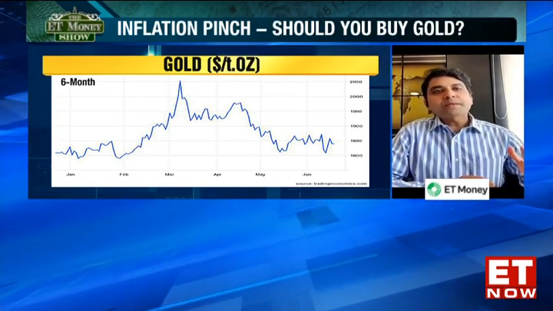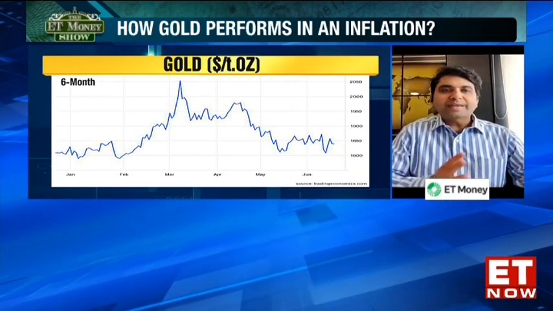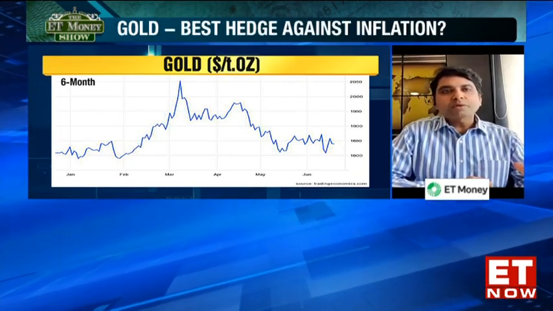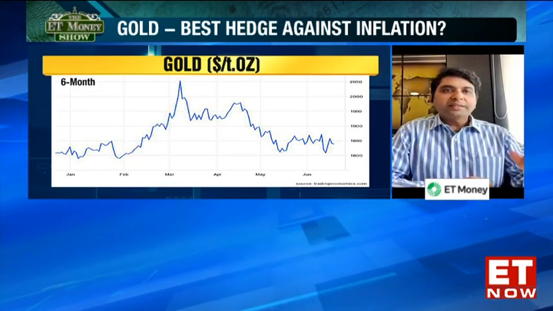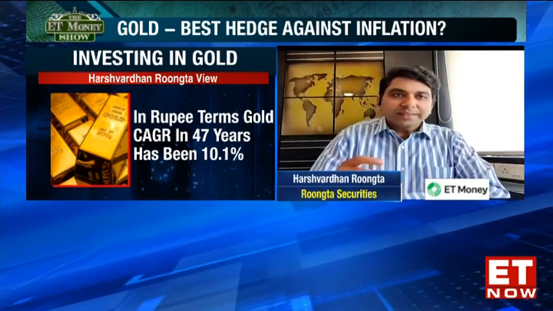If I take data going back to 1975, about 47 years from now, gold has generated a return of about 10.1% in rupee terms. That has been the CAGR over the last 47 years. The same gold in dollar terms has given a return of about 5%, from 1975 to 2022. So where is the difference, that 5 percentage points per annum? That is nothing but the dollar appreciating over a period of time.